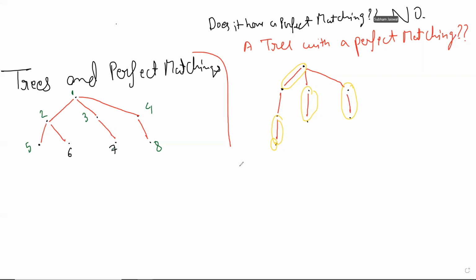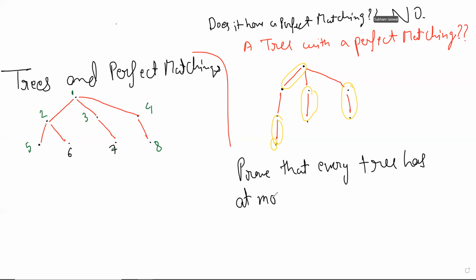So now I'm just asking the question: prove that every tree has at most one perfect matching. And you can kind of see that. So the usefulness of an example is for everyone, beginner or more advanced or very, very advanced, whatever. Prove that every tree has at most one perfect matching.